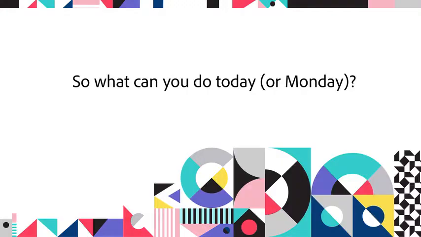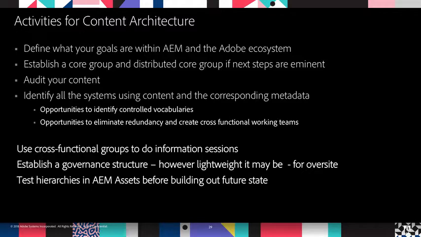So, wrapping up, what can you do? How do you get ready for content architecture? First of all, I think you need to sit down with your teams and your departments and work out what goals you are trying to get out of the system and out of your platform. So understanding where you want to go is key. Then, establish a group of people who are key to all of those different quadrants within that diagram previously.